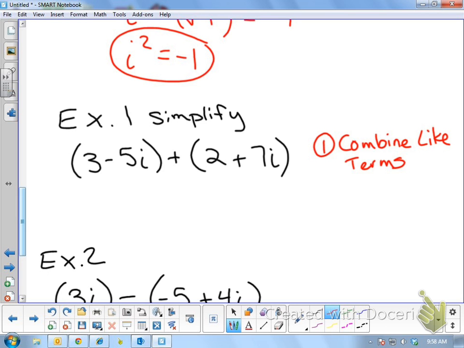So if I'm combining like terms, what's my like term with 3? 2. Add those together, we have 5. Yep, we add because it's a plus sign in the middle. The 5 is negative, but it's not attached to the 3. The negative sign is attached to the 5.